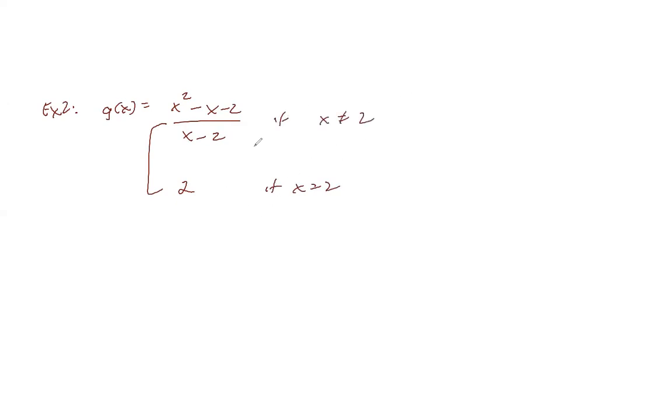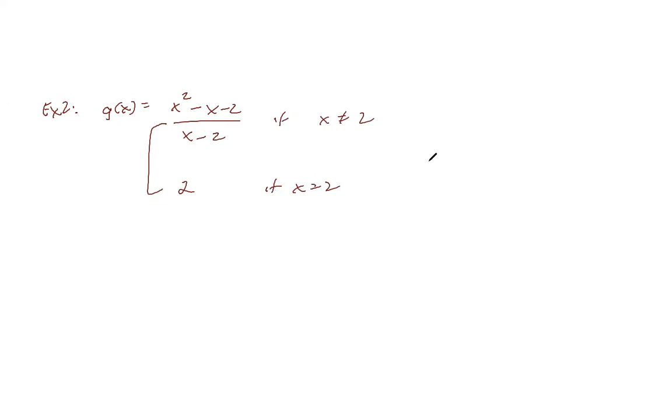Let's say we've got some function. Let's say we've got g of x. Let's say g of x is x squared minus x minus 2 over x minus 2. And let's go ahead and state that this is a piecewise function. And maybe we've got 2 here if x is equal to 2. And let's say this is the case if x does not equal 2, for sure. Choosing that value because we obviously have a discontinuity in the denominator here.